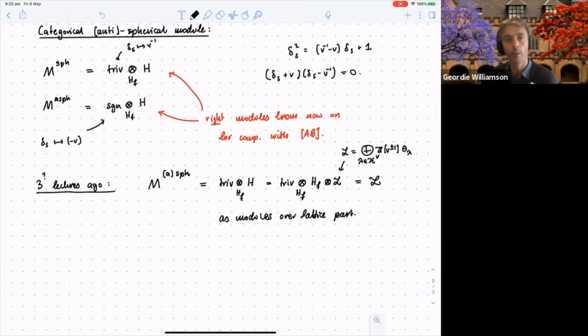And so this way of viewing the spherical and anti-spherical modules as being free of rank one over the lattice part is the part that is compatible with the coherent side of the Langlands correspondence. So this is exactly the part that corresponds to line bundles on the Springer resolution. And line bundles on the Springer resolution are given exactly by this set here.